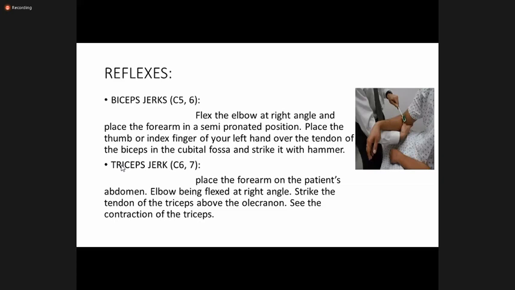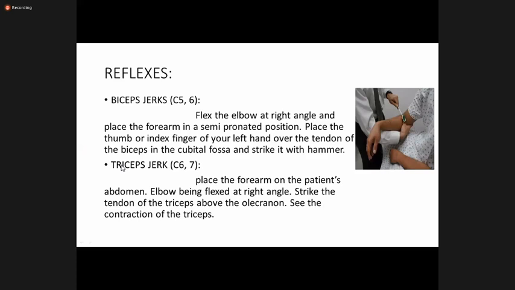Biceps jerk. Flex the elbow at a right angle and place the forearm in the semi-pronated position. Place the thumb or index finger of your left hand over the tendon of the biceps in the cubital fossa and strike it with the hammer like this. See in the figure here, the thumb of the examiner and the tendon of the biceps. This is the biceps tendon, this is the biceps bulk muscle, and this is the striking of the hammer, and you should see the reflex over this area.